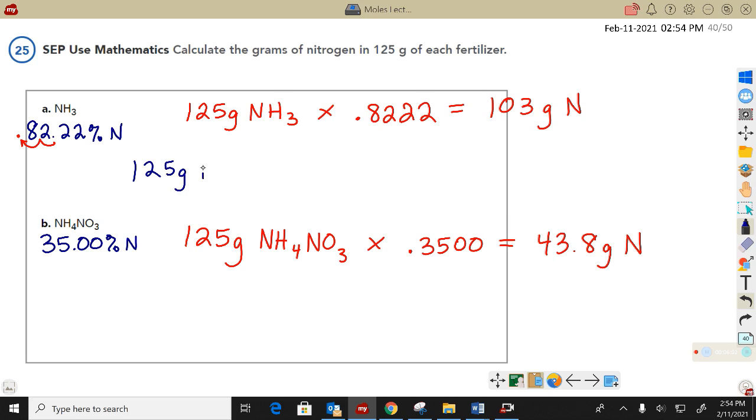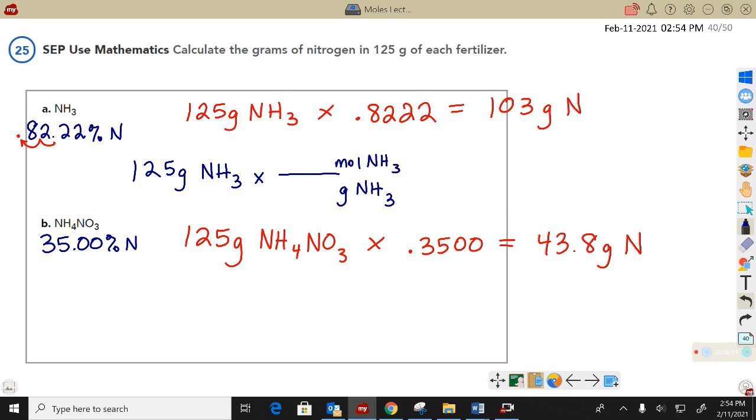What if you had 125 grams of NH3? And that's a mass, and eventually I want to maybe know how many molecules are in that sample. Well, we could cancel grams and turn it into moles.